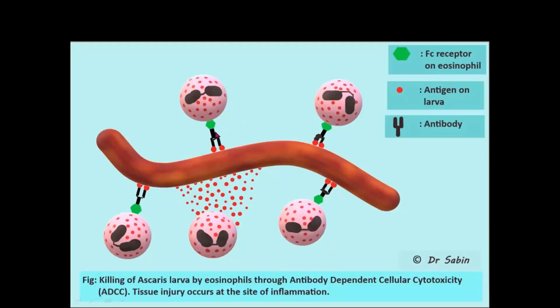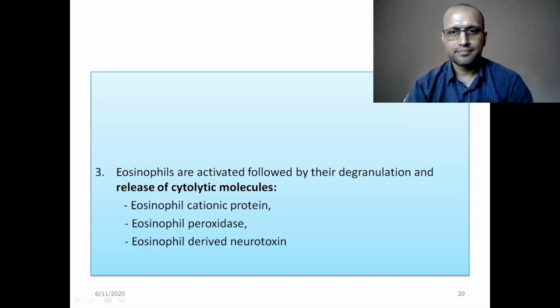Eosinophils bind with the Fc portion of antibody through the Fc receptor and they are activated. Activated eosinophils release cytolytic enzymes to kill the larva. In addition, the tissue is also injured. The cytolytic enzymes released by eosinophils are eosinophil cationic protein, eosinophil peroxidase, and eosinophil-derived neurotoxin.